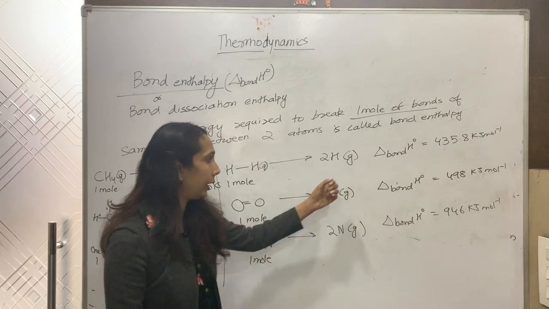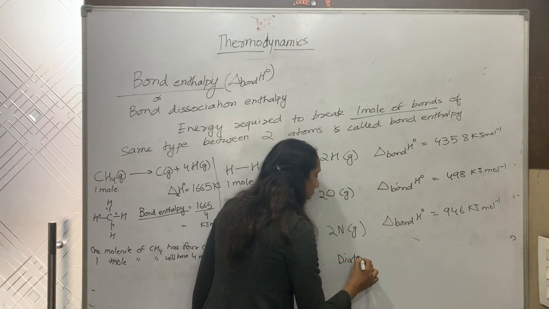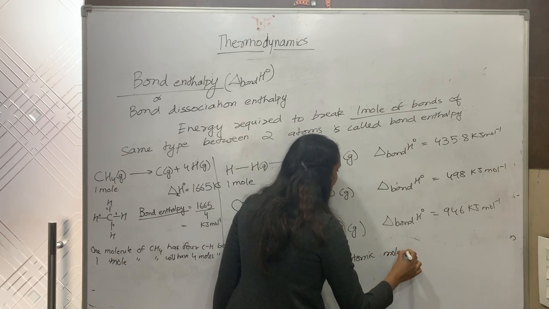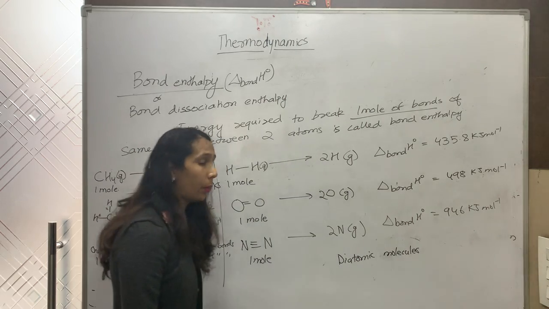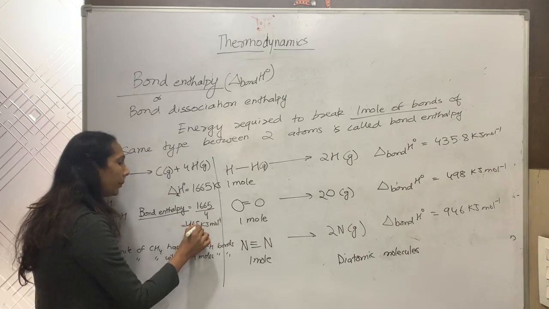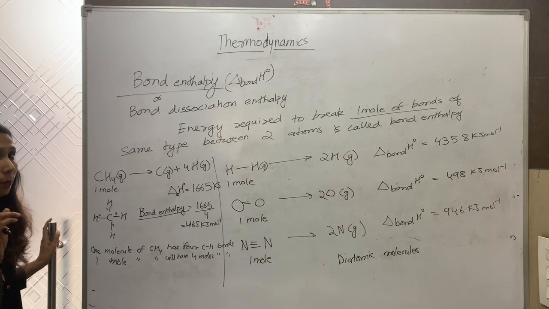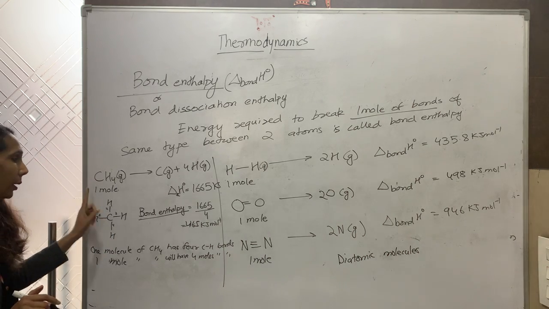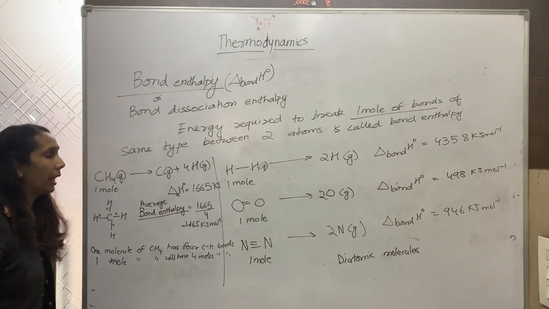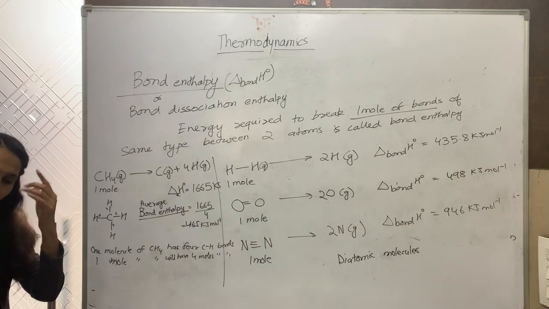Enthalpy of atomization and bond enthalpy are the same only in the case of diatomic molecules. Right? In the case of polyatomic molecules, polyatomic meaning having more than 2 atoms, it will be called the average bond enthalpy. And you have to find it for 1 mole of bonds. I take one more example.